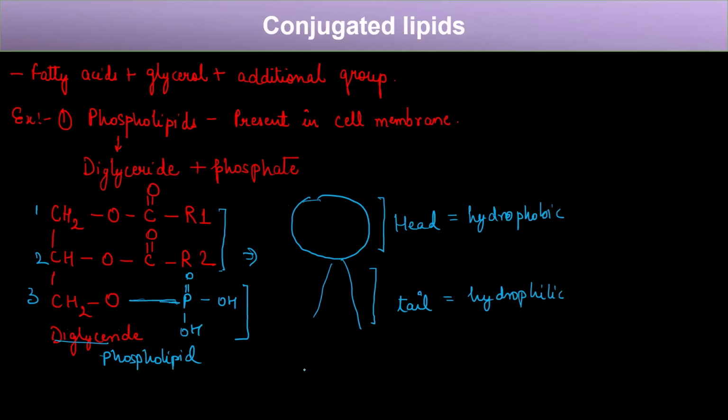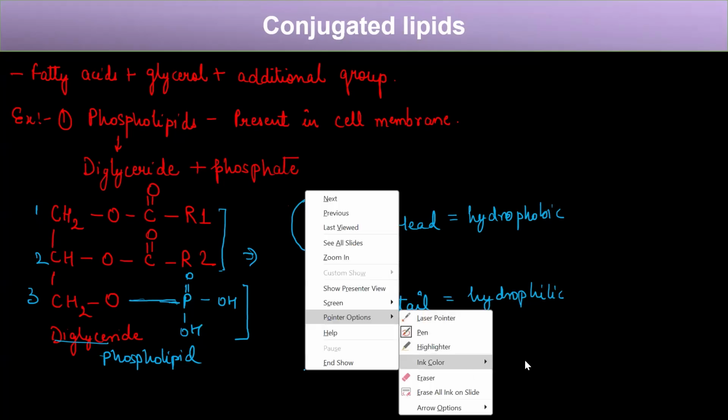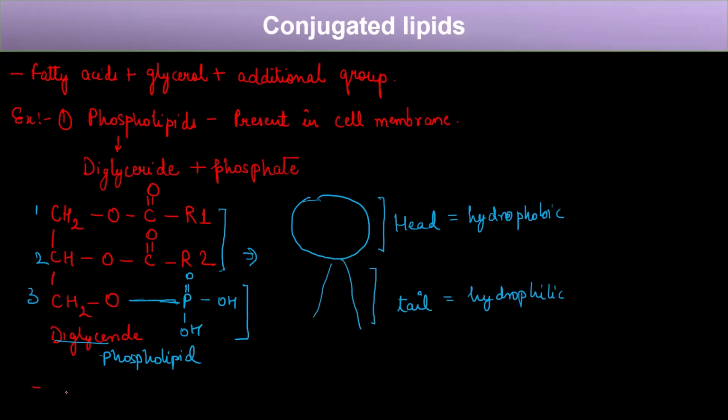Now, apart from this, we have one more type of phospholipid, and that is lecithin. Lecithin is present in the cell membrane, and it is also present in alveoli. What does it consist of? It consists of fatty acid plus glycerol plus one more group that is called choline.